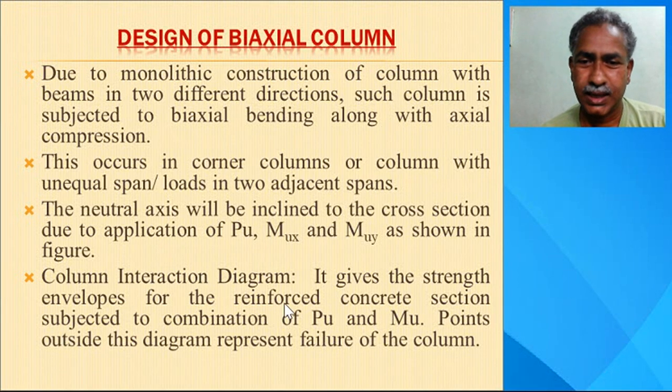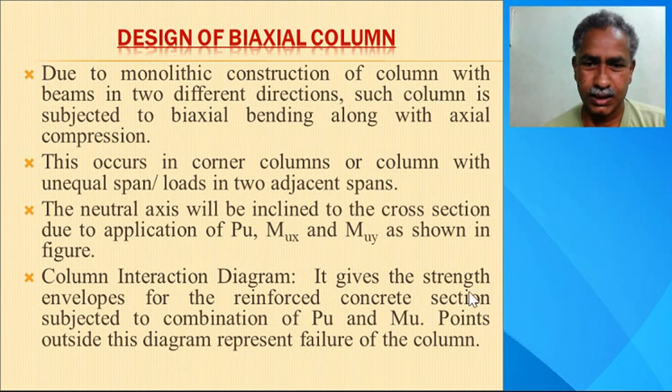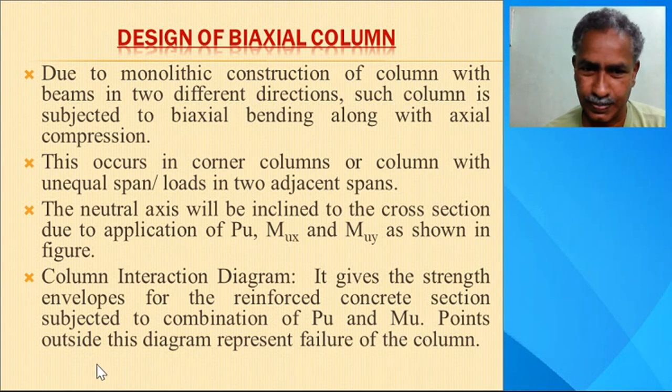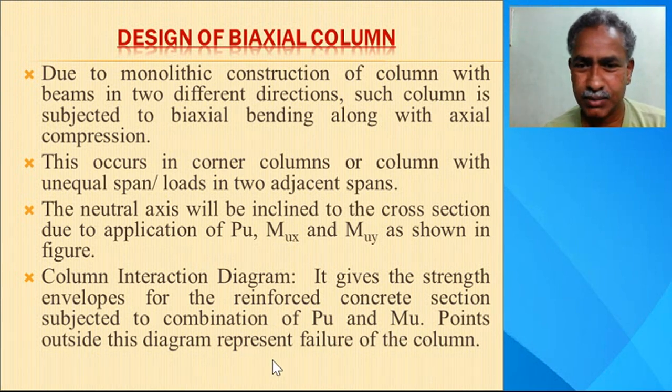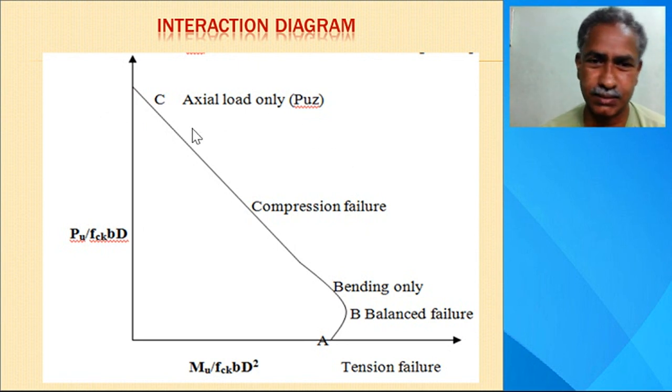Then the column interaction diagram. Using this column interaction diagram, we can find out the steel provided in the column once we assume the cross section of the column. It gives the strength envelope for the reinforced concrete section subjected to combination of axial load and moment. Points outside this diagram represent failure of the column. Now we have already discussed this diagram in the second lecture, but again we are discussing the same thing.